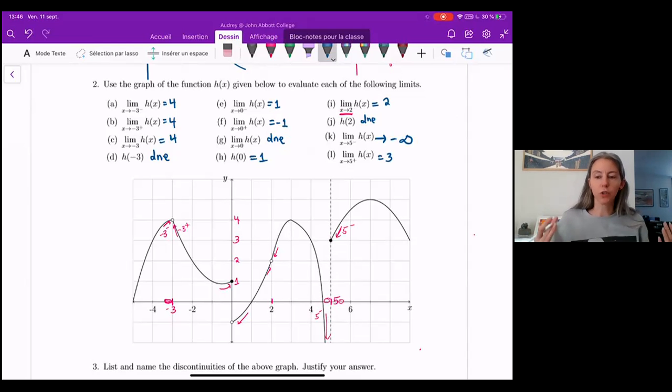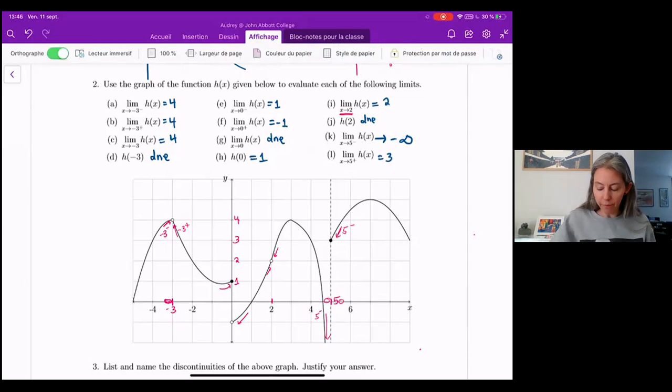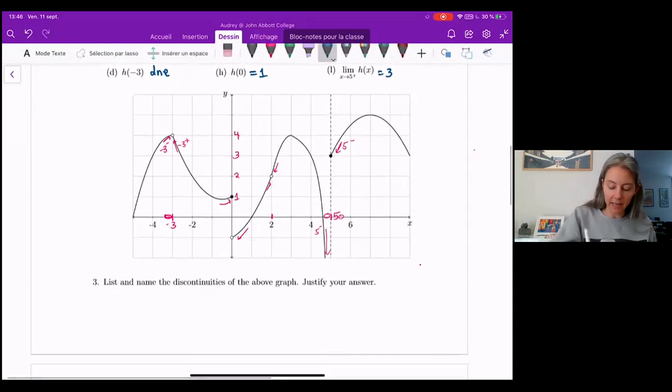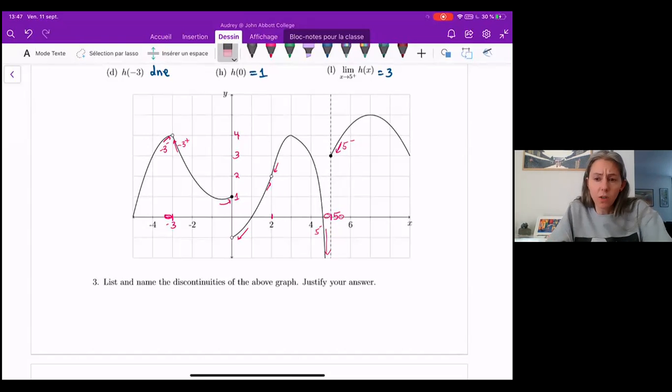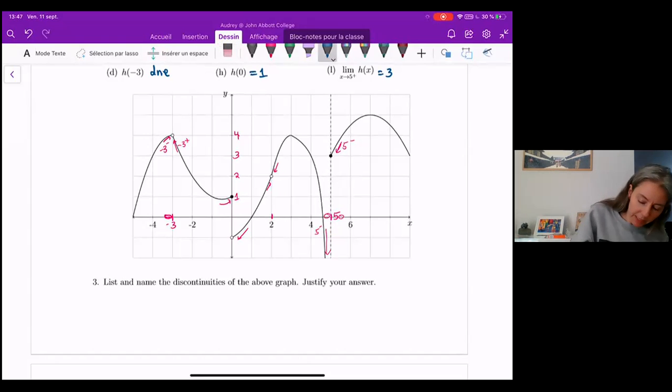The next question, though, is also about this graph. And it tells me to list and name the discontinuities and to justify my answer. So remember, a discontinuity occurs when the expectation does not equal the reality, or when there is no expectation. Another way to think about it is when I'm drawing the graph, where do I have to pick up my pen? So the first place that I have to pick up my pen here is x is equal to -3.